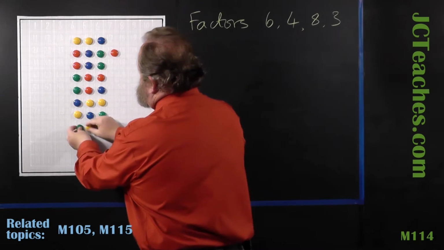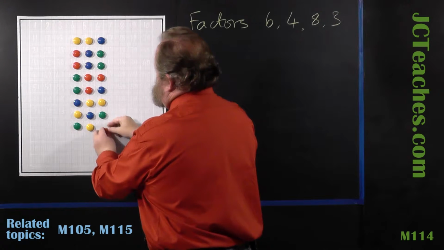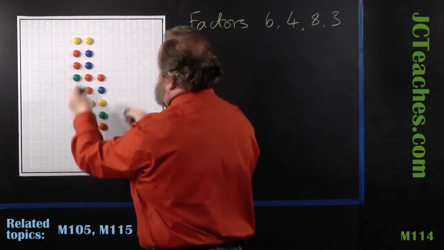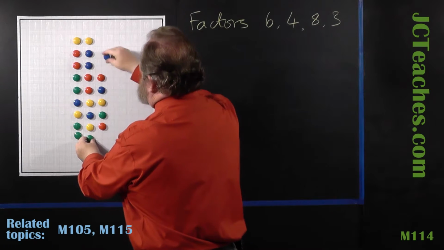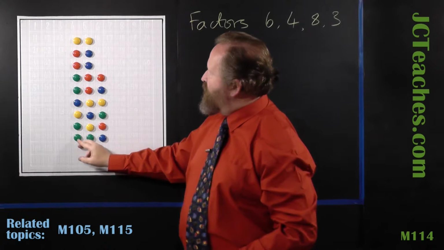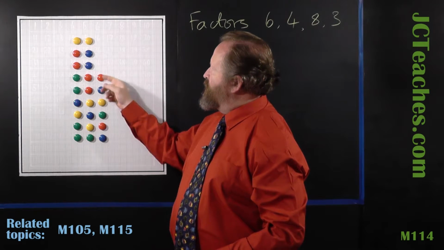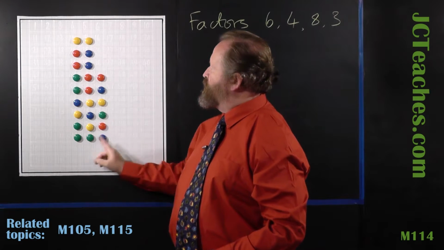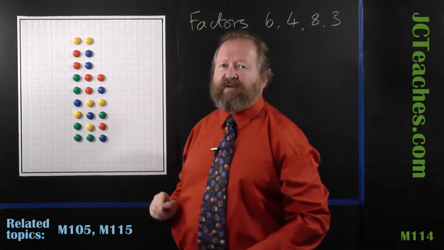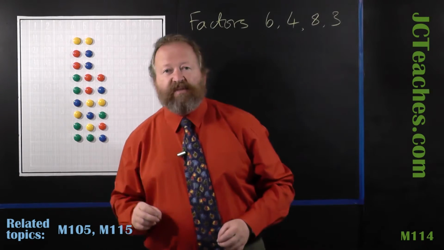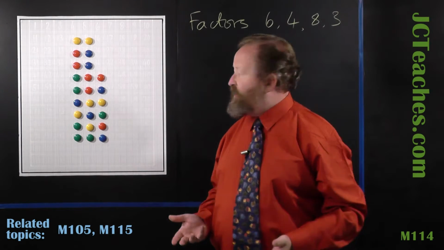We could try 9, but I'm thinking that you can probably tell that if I start taking some off here to make these 9, that's not going to work. So I've got 2 rows of 9. 2, 3, 4, 5, 6, 7, 8, 9. And a few left over. Doesn't work. So a factor, then, is a number which fits into another number.